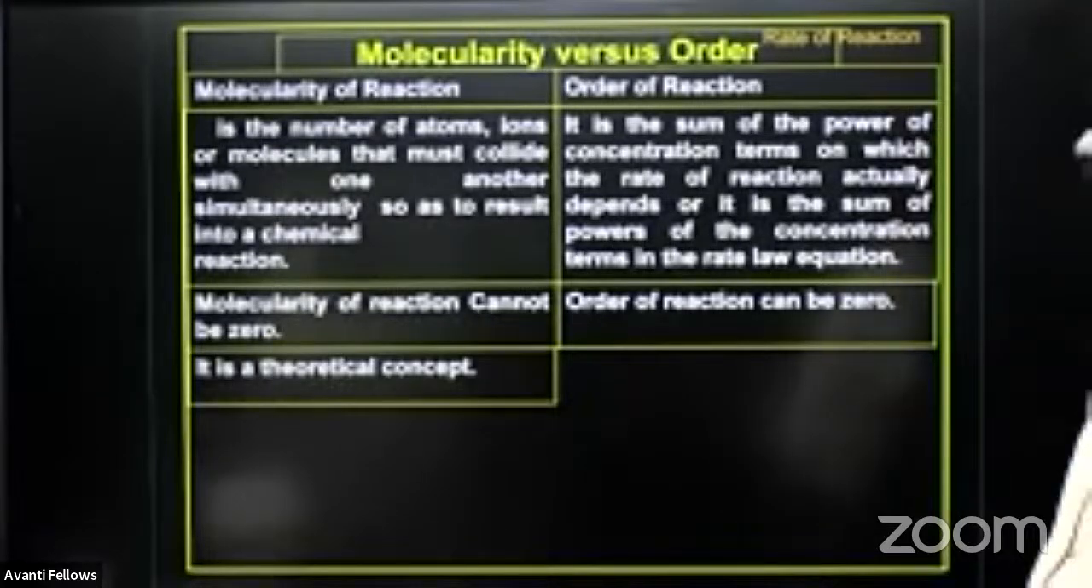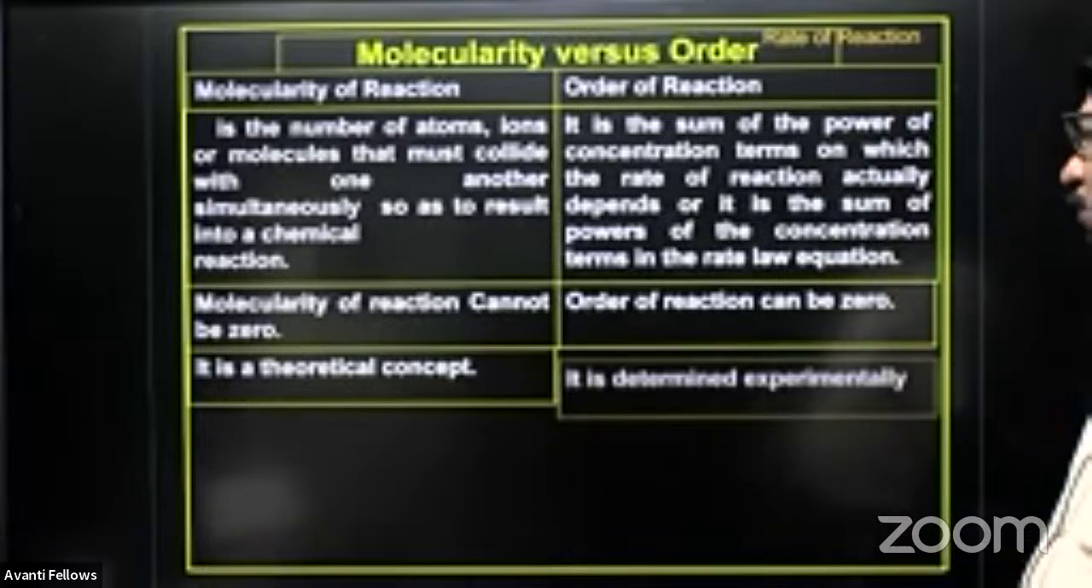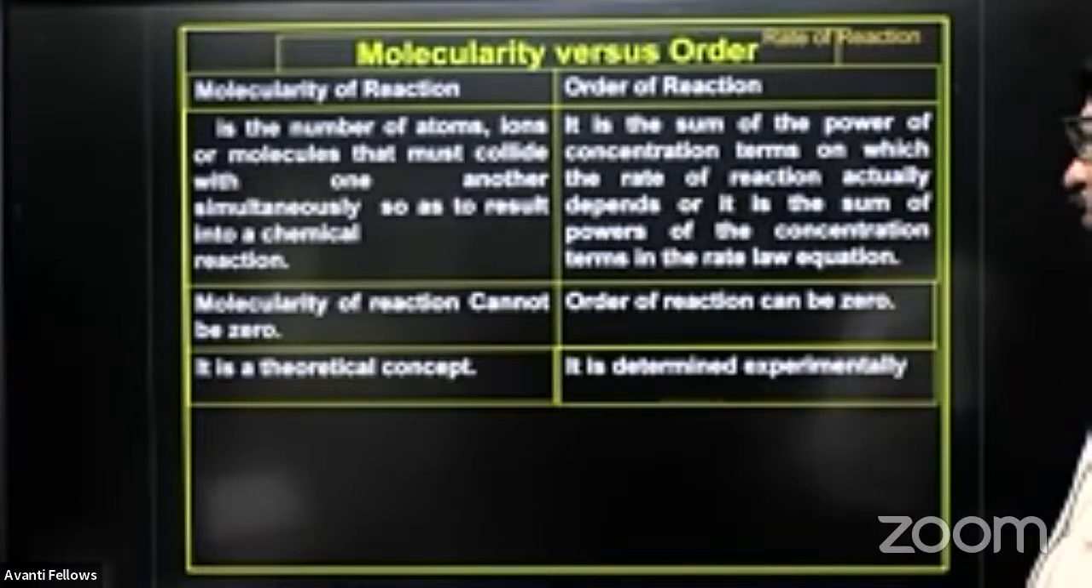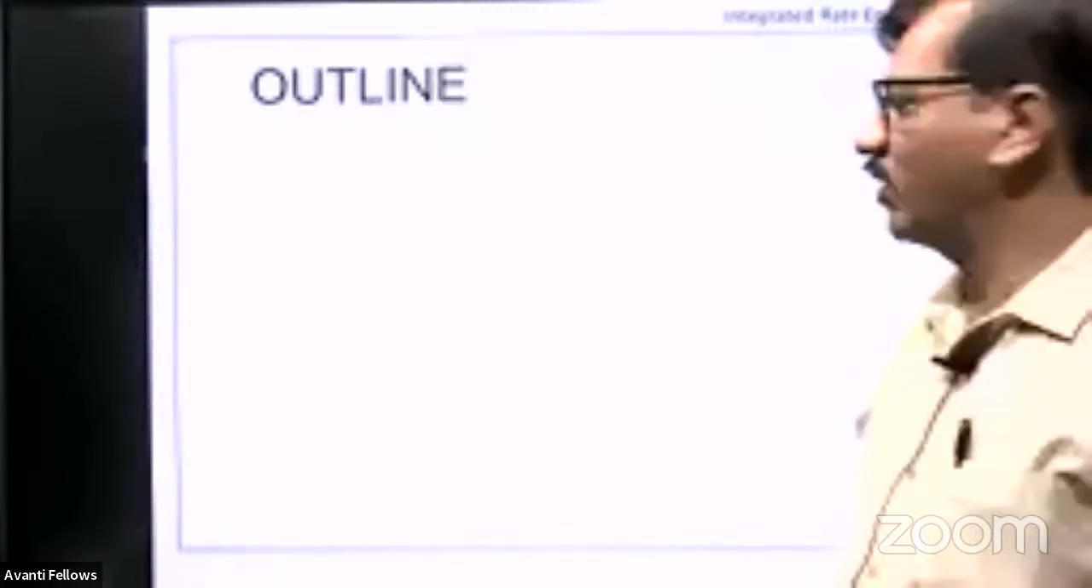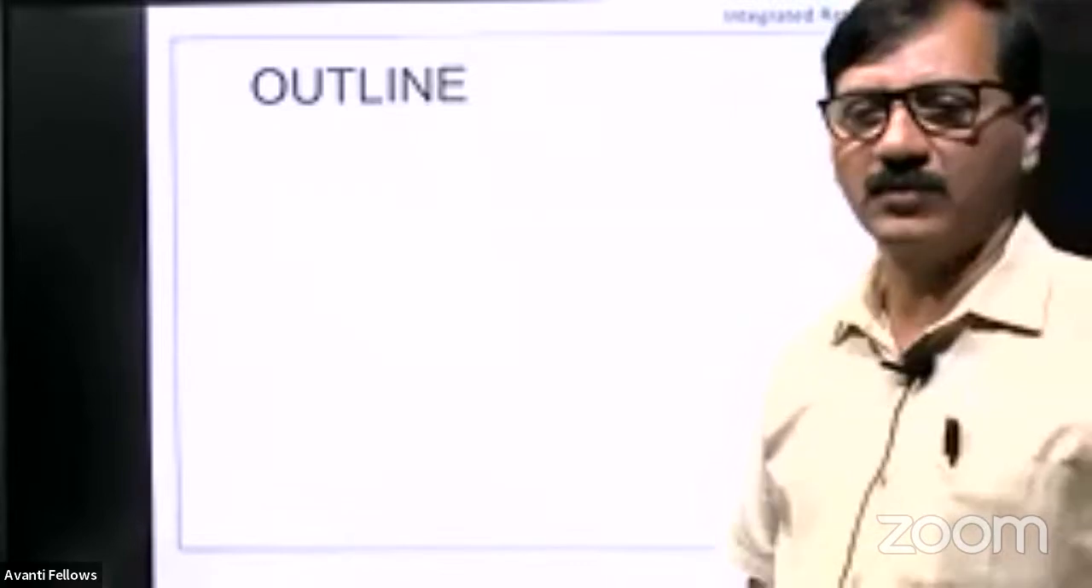Molecularity is a theoretical concept. Order is determined experimentally. Molecularity is always a whole number. The overall molecularity of a complex reaction has no significance; each individual step has its own molecularity. Order of the reaction is for the overall reaction. It is always for the overall reaction.